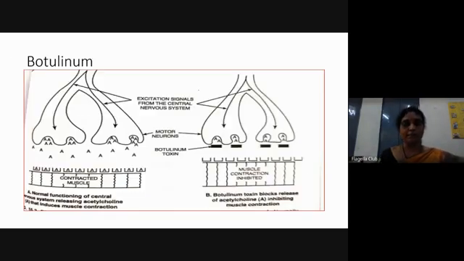And here in this picture, you can see clearly whenever the botulism toxin attaches to the neuromuscular junction, then acetylcholine release will cease, so that continuously the muscle will be in relaxed mode, and it leads to the suffocation and death of the patient. This is about the botulinum toxin.